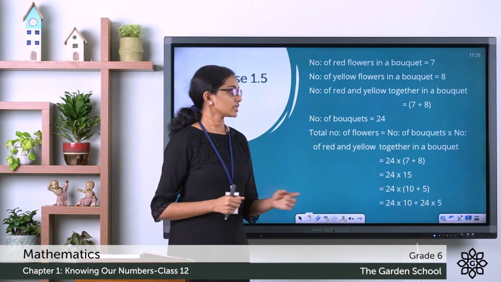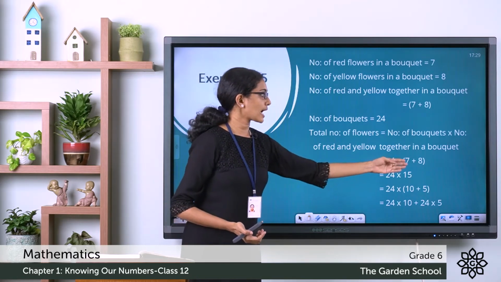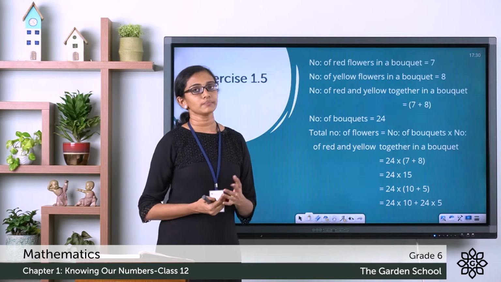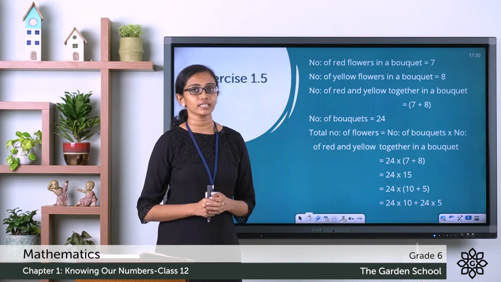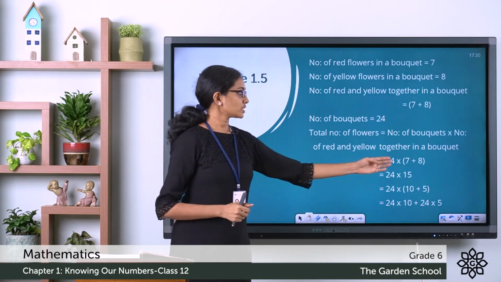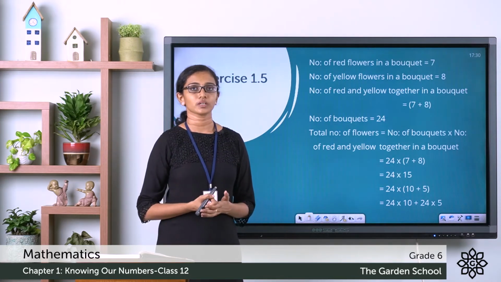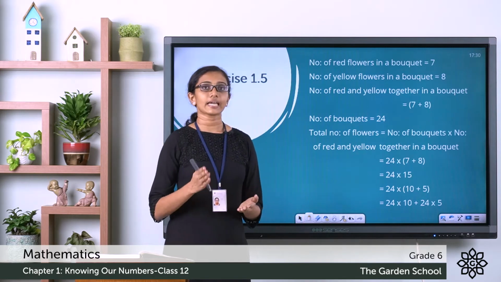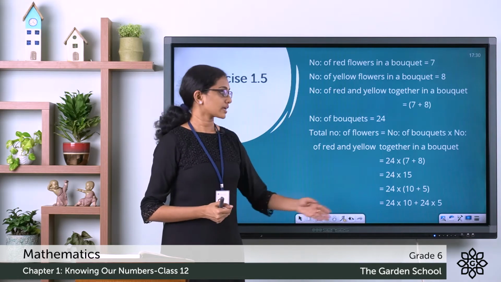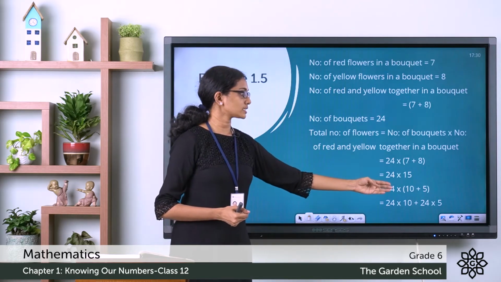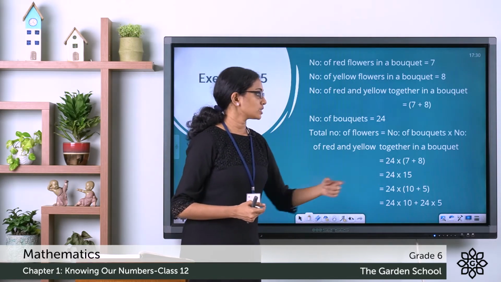So instead of doing 24 × 7 plus 24 × 8, you can just add up the sum first. See, we have learned about the BODMAS rule. According to the BODMAS rule, whichever calculation is given within the brackets, you have to do that first. So first we do 7 plus 8, which is 15. So this becomes 24 × 15. Now this 15 we can again split into 10 and 5, so that our calculation will be easier. So here in this step, I have split this 15 as 10 plus 5. So this expression becomes 24 × (10 + 5).